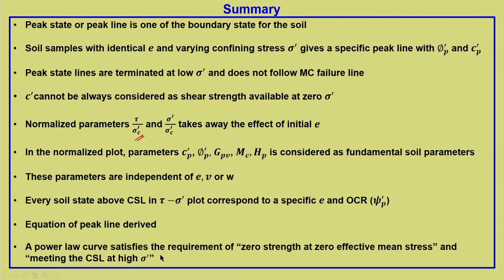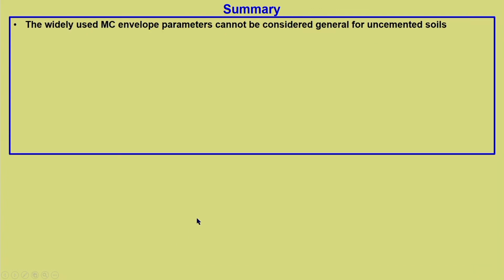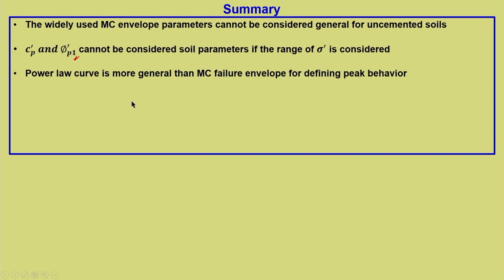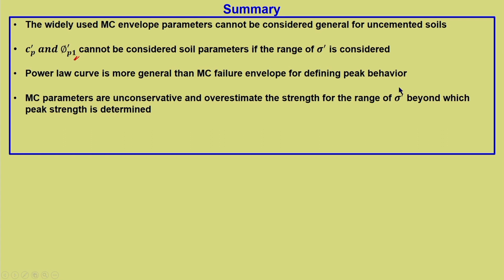A power law curve satisfies the requirement of 0 strength at 0 effective mean stress and meeting the critical state line at high sigma dash, that we have shown, because this is the most adequate representation and the more generalized aspect. The widely used Mohr Coulomb envelope parameters cannot be considered general for uncemented soils. C dash P and phi dash P cannot be considered soil parameters if the range of sigma dash is considered. The power law curve is more general than the Mohr Coulomb failure envelope for defining peak behavior.